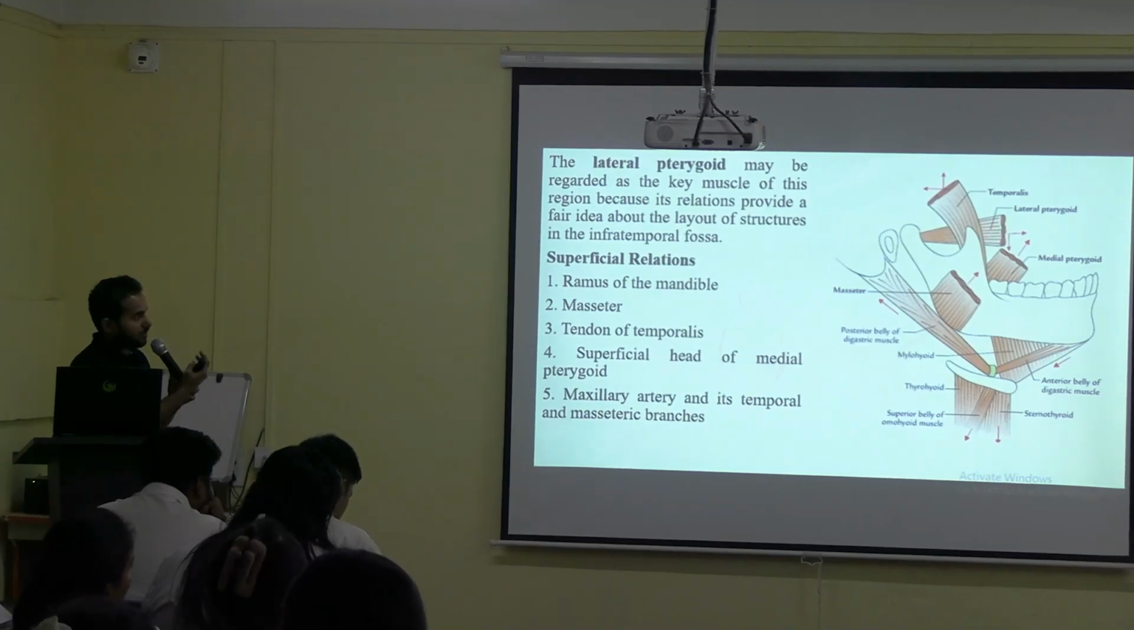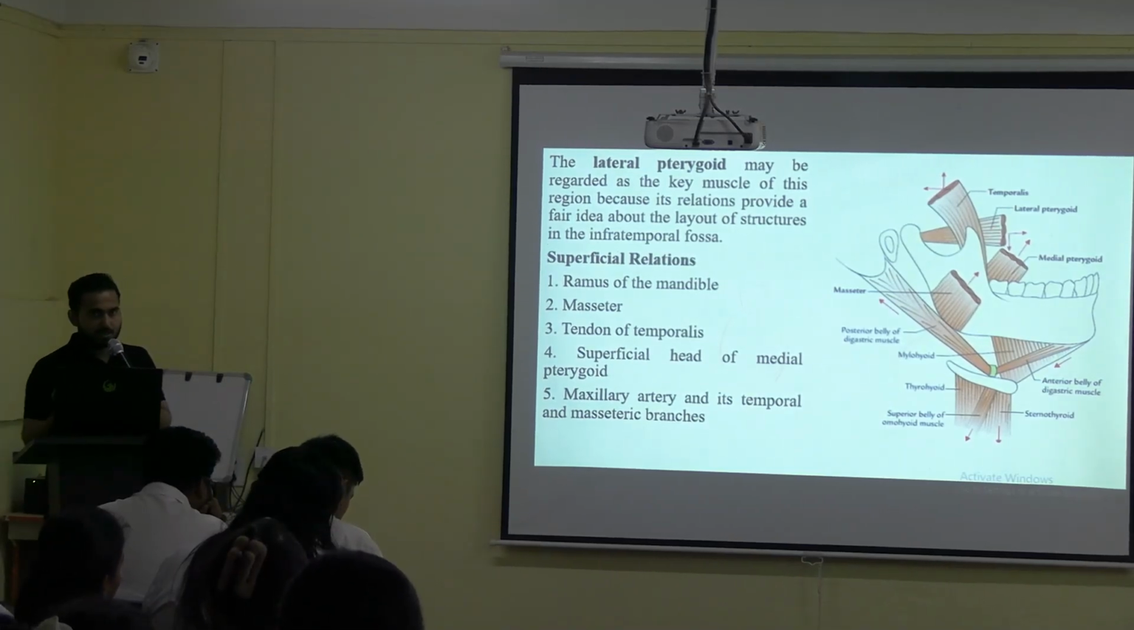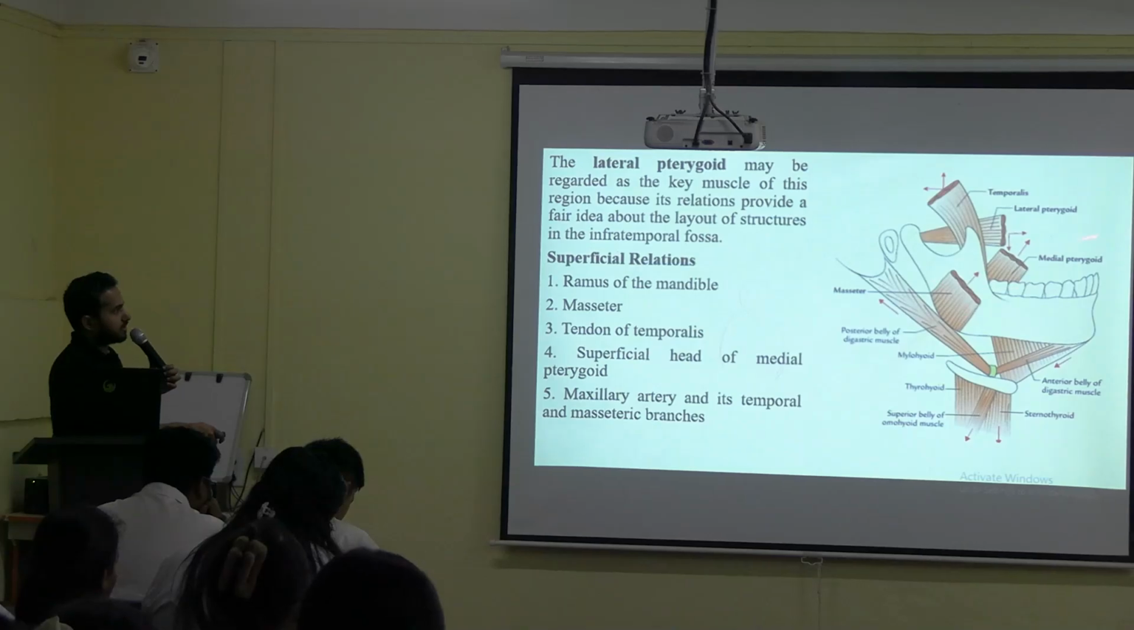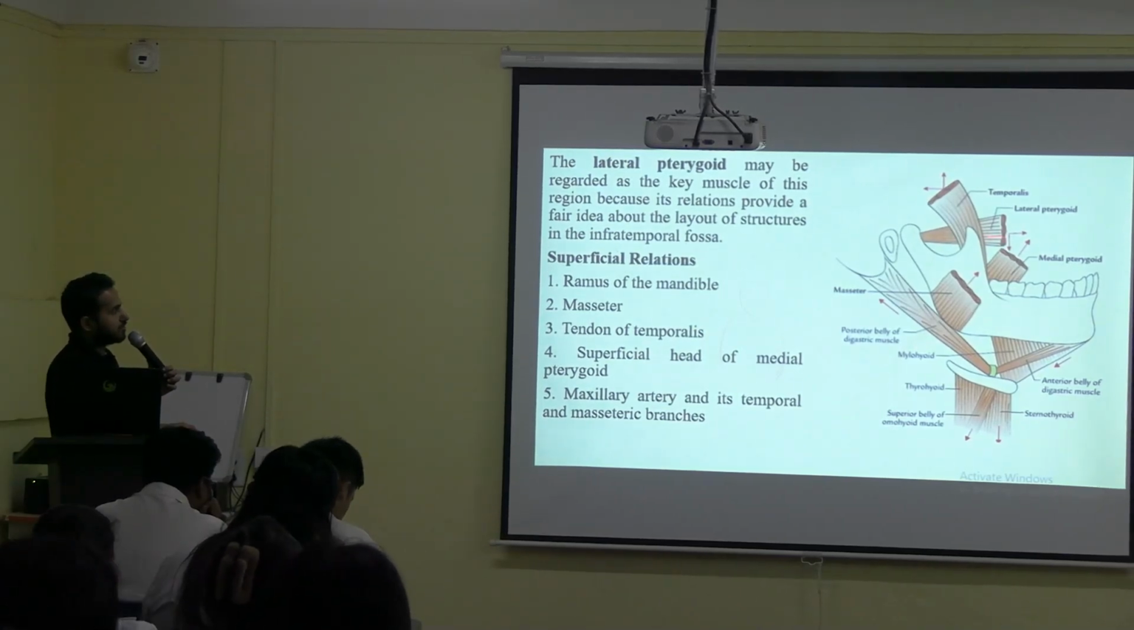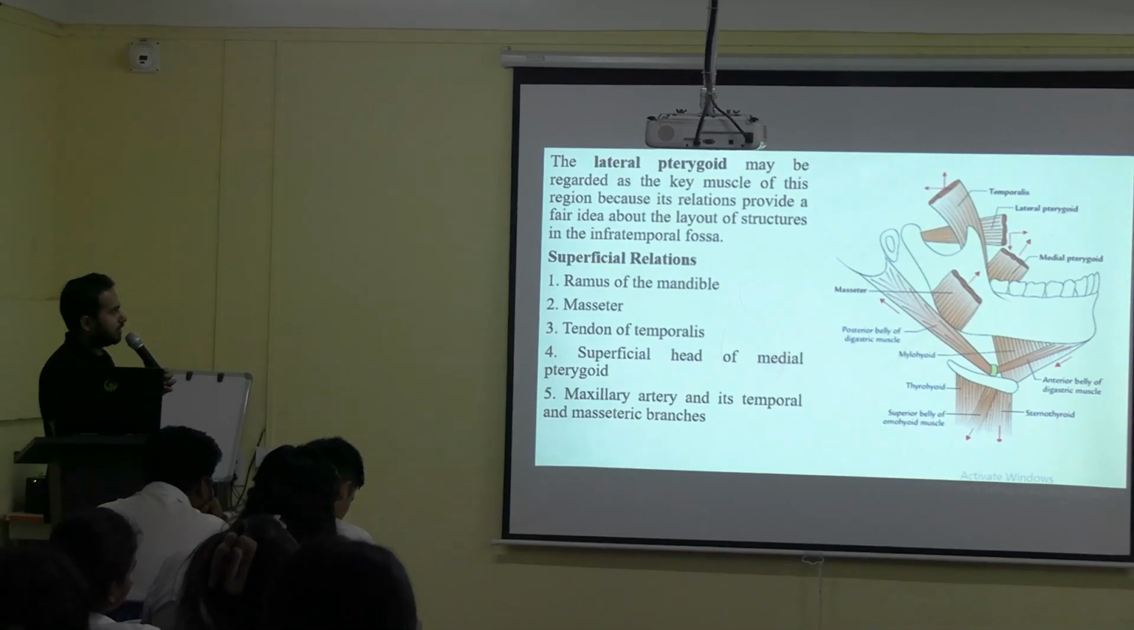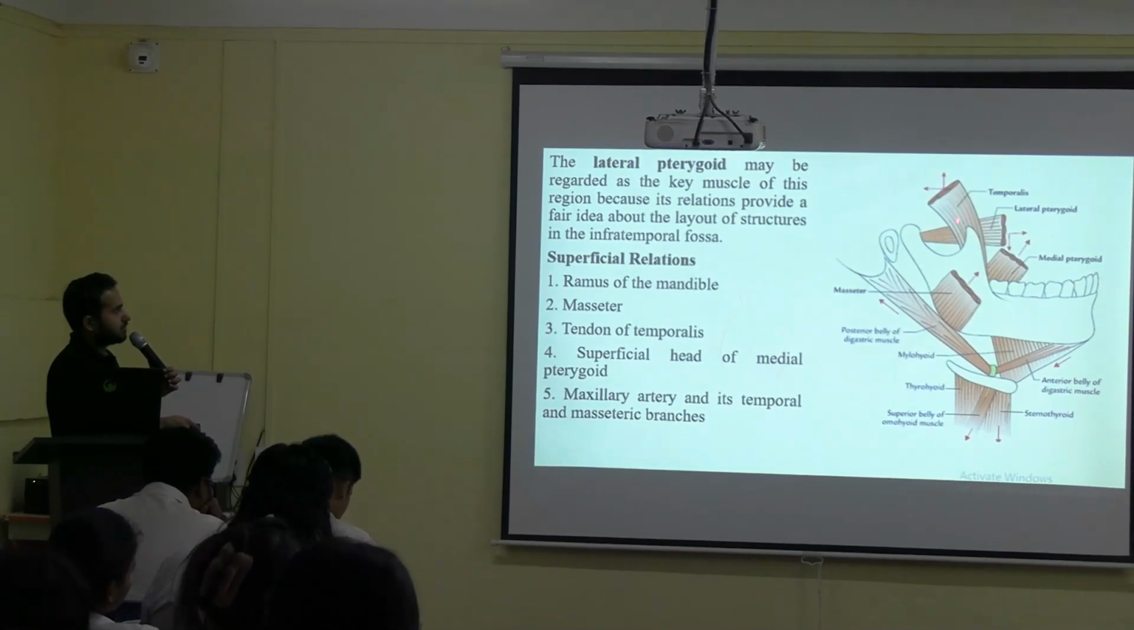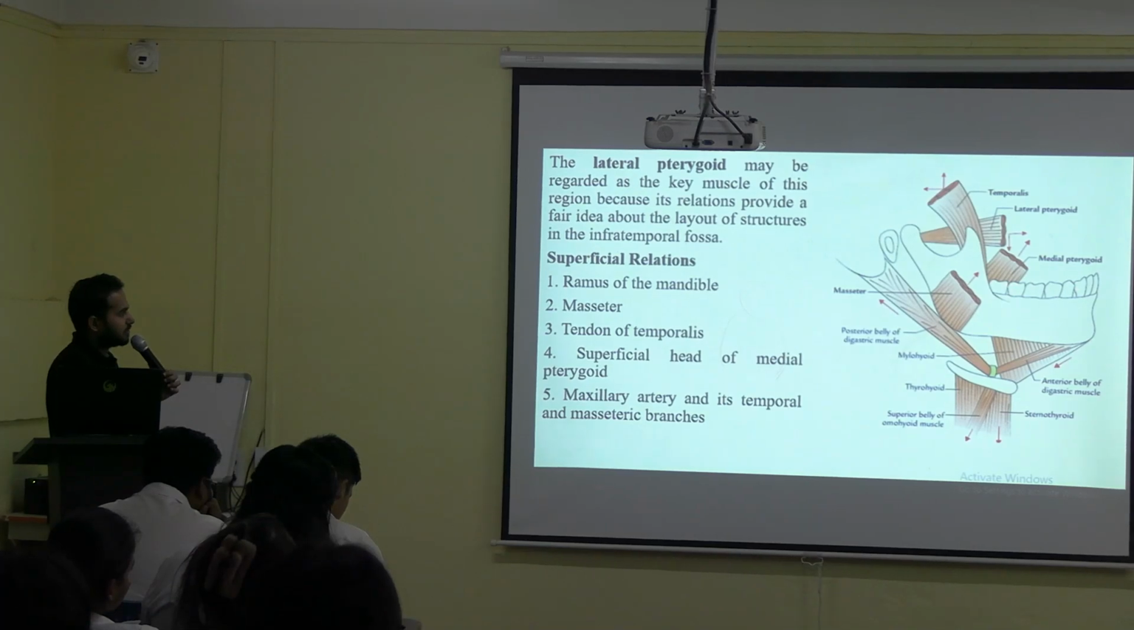Whatever structures are in front of it, meaning superficially, most of them can be seen over here. For example, see if masseter is going like this, it will be superficial to the lateral pterygoid. Okay, then the tendon of the temporalis also will be superficial. Then the superficial head of the medial pterygoid muscle.